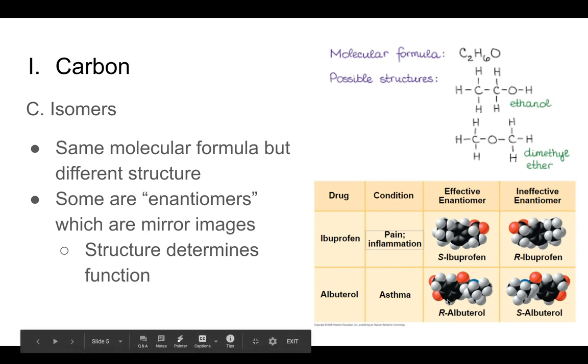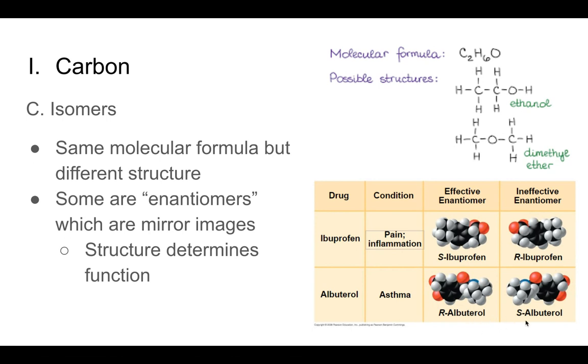Here's another example. These 2 are albuterol. Albuterol is a treatment for asthma, and many of you might have an inhaler or you might have done a nebulizer at some point in your life. Albuterol is most likely in your inhaler and a part of what you're putting in your nebulizer. It's going to open up your lungs when they feel really tight.